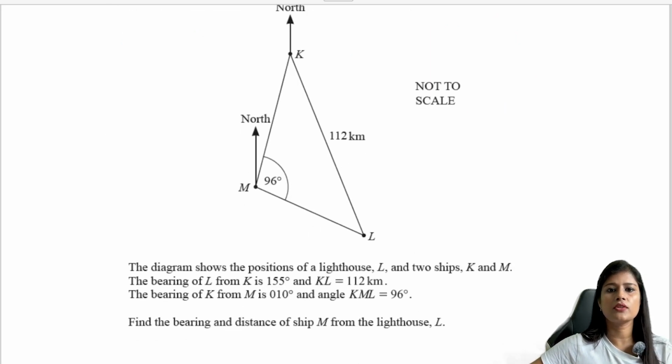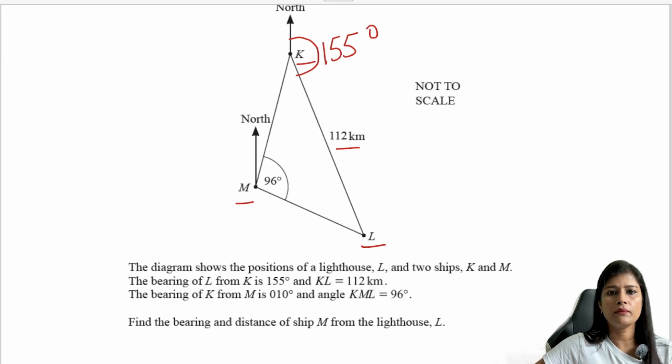Now this one is part C. The diagram shows the position of lighthouse L and two ships K and M. The bearing of L from K is given to us as 155 degree, and KL is 112 kilometer, and the bearing of K from M is given to us 10 degree, and the angle KLM is 96 degree. Find the bearing and the distance of ship M from L. Means bearing of M from L means we need to find out this angle.